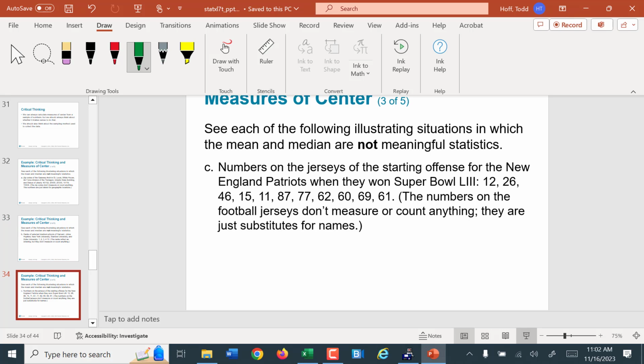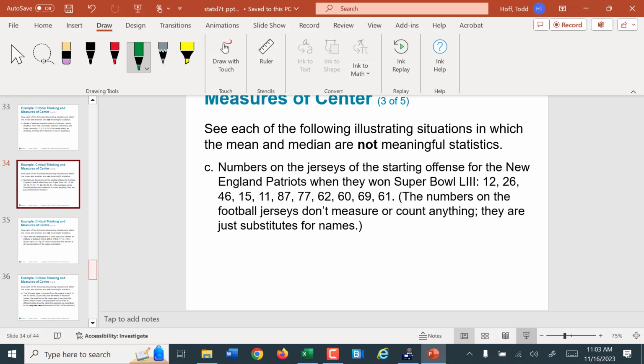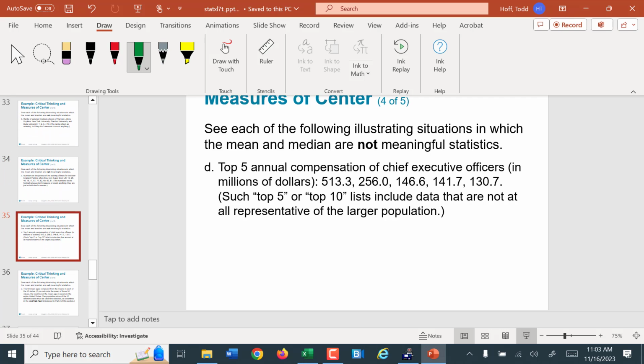So here we're looking at jerseys of offensive linemen on a professional football team. Again, those jerseys, they denote a position, but they don't have any numerical value as far as the value of the player or the actions of the player. So to calculate with those numbers, again, doesn't have any statistical significance at all.